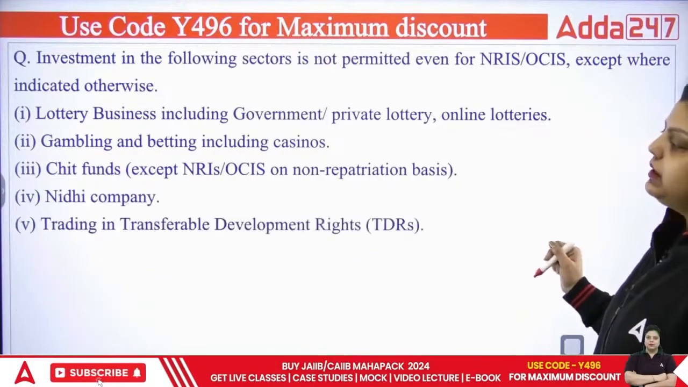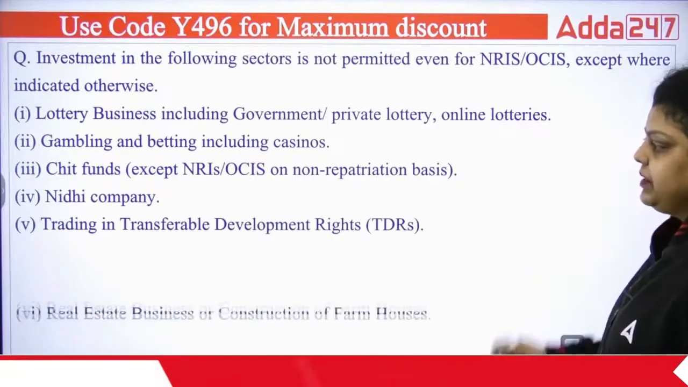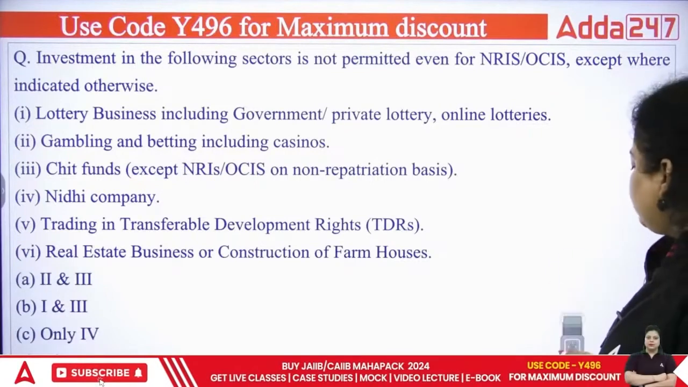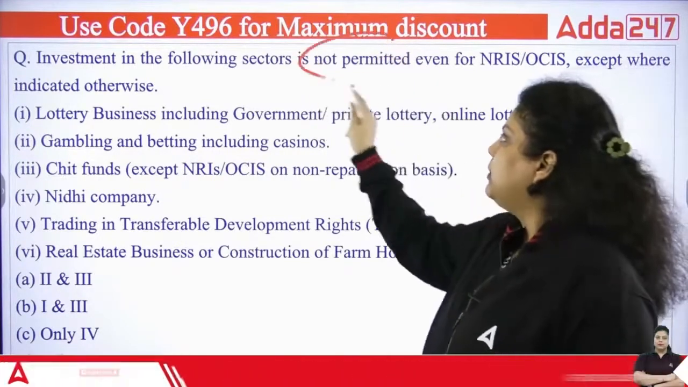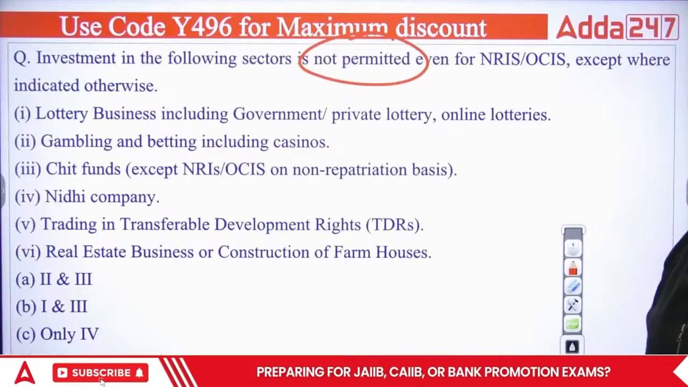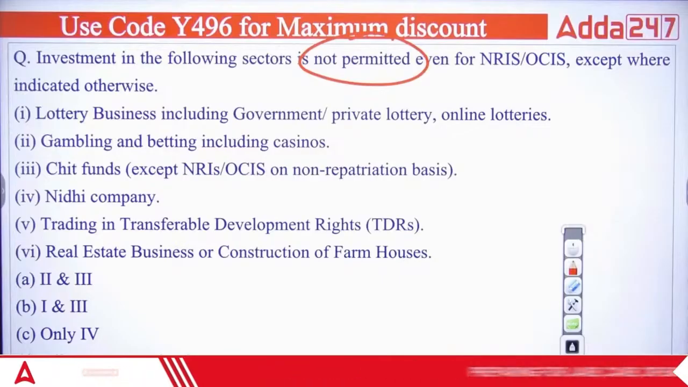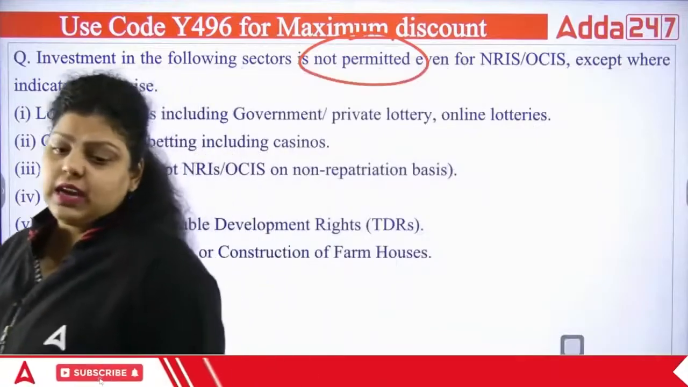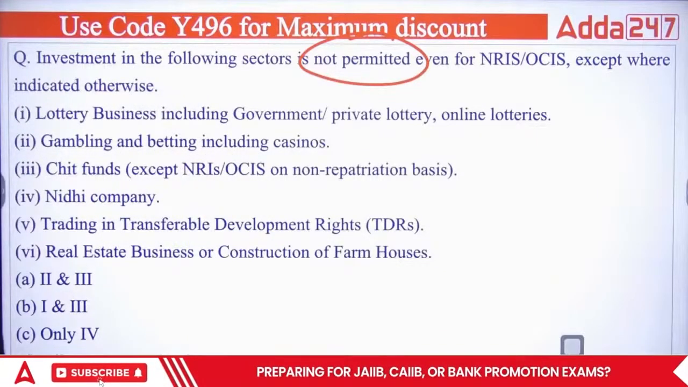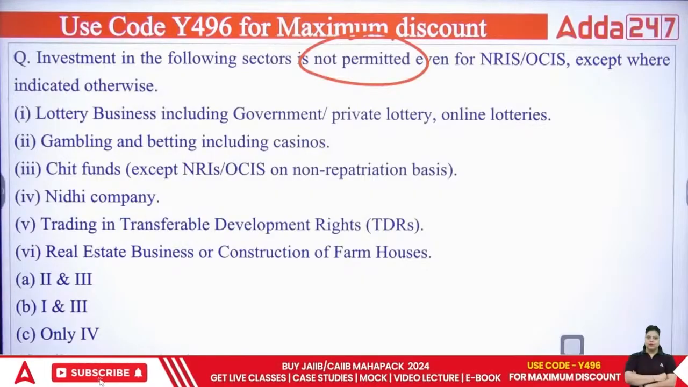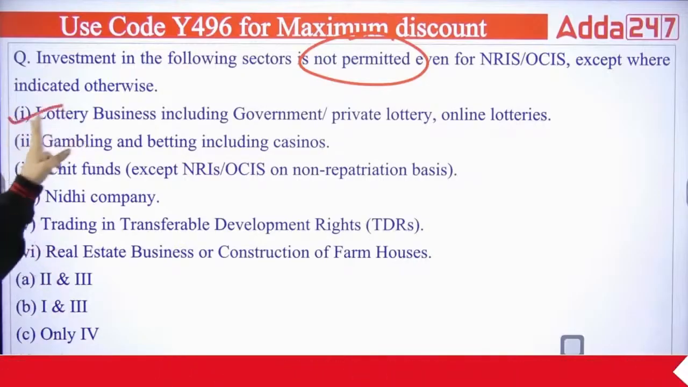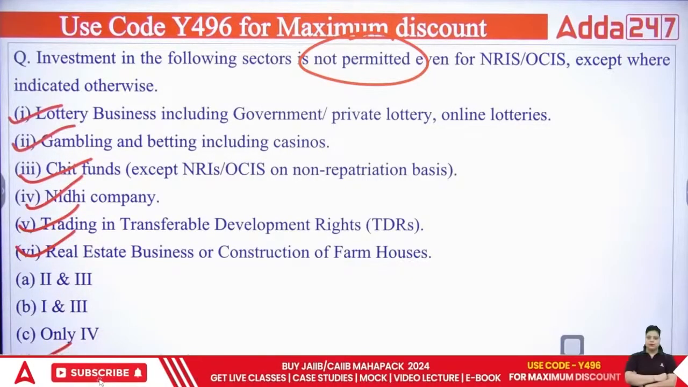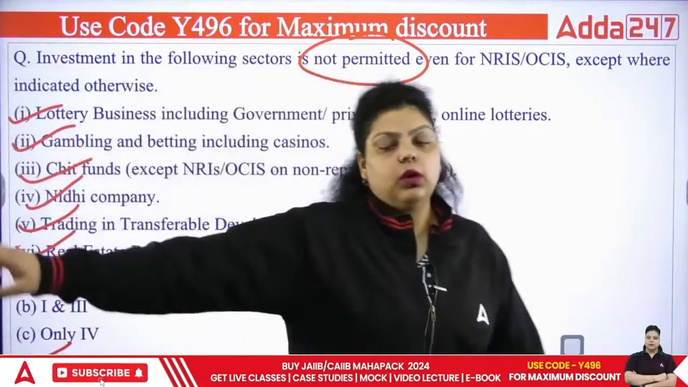Then we have Nidhi company. Then we have trading in transferable development rights. Then real estate business or construction of farmhouses. Out of these, you have to answer which particular transaction is not permitted, not allowed: A, B, C or D. So it's very obvious: gambling, lottery business, chit funds, Nidhi companies, trading in transferable development rights, real estate business or construction of farmhouses. These are all activities which are prohibited for foreign investment. So the right answer will be all of the above.